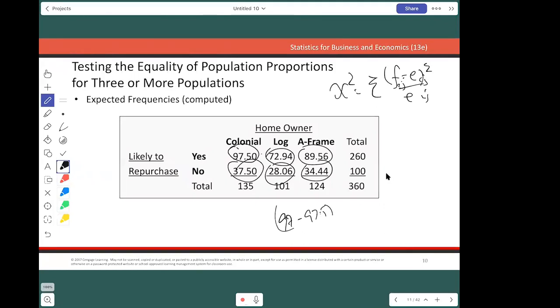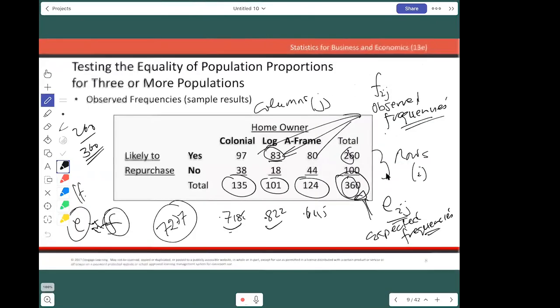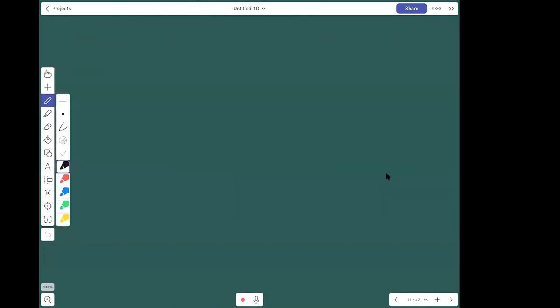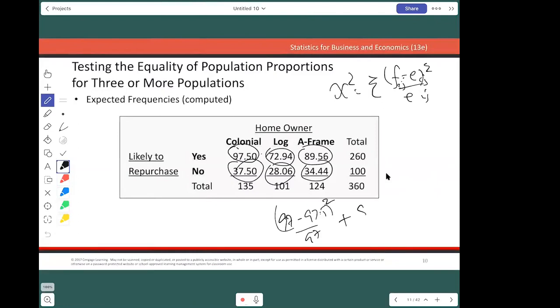So for example, the first one would be 97 minus 97.5 squared over 97.5 plus, and then we got to do it for the next one, which I think the observed frequency was 83. Oh, yeah, 83. So now the next one is 83 minus 72.94 squared over E_ij, right? I actually made a mistake here. That should have been 97.5 over here. That would be 72.94 over here.